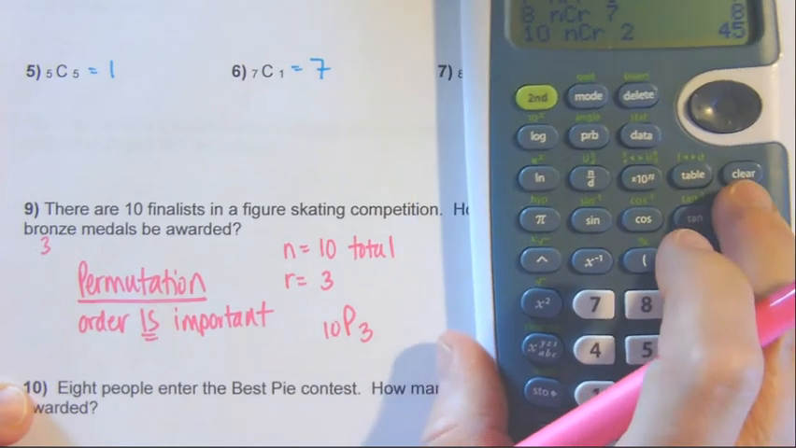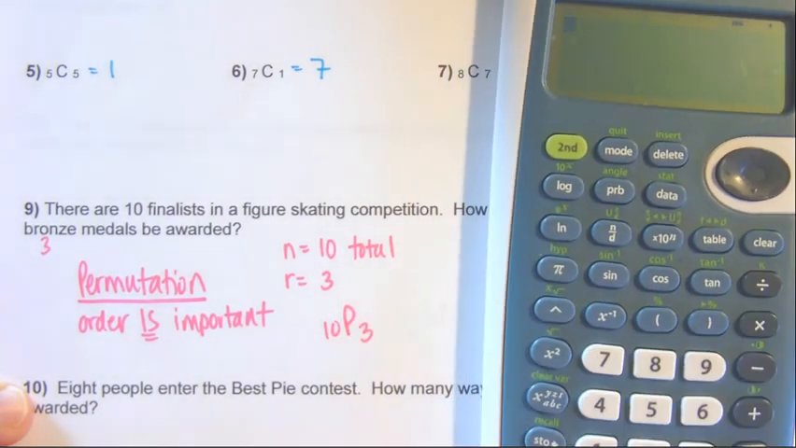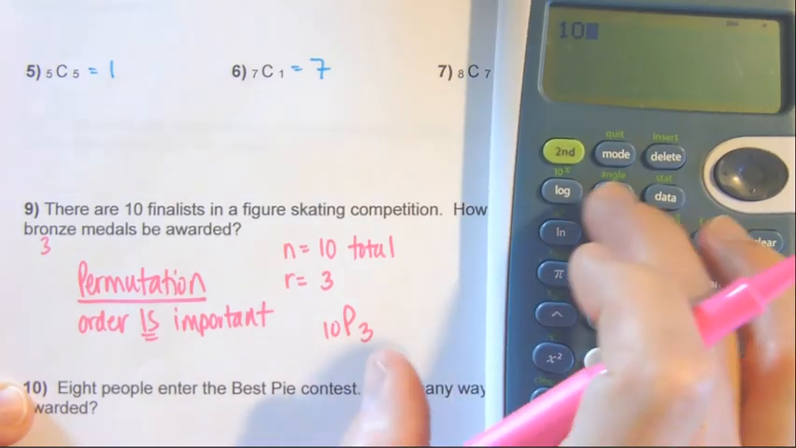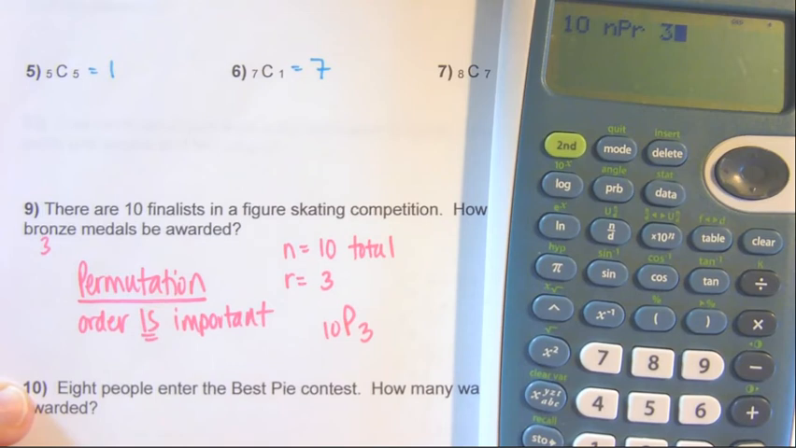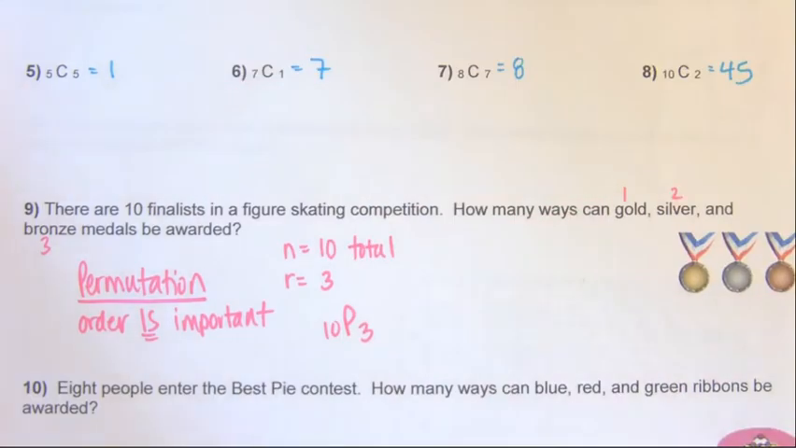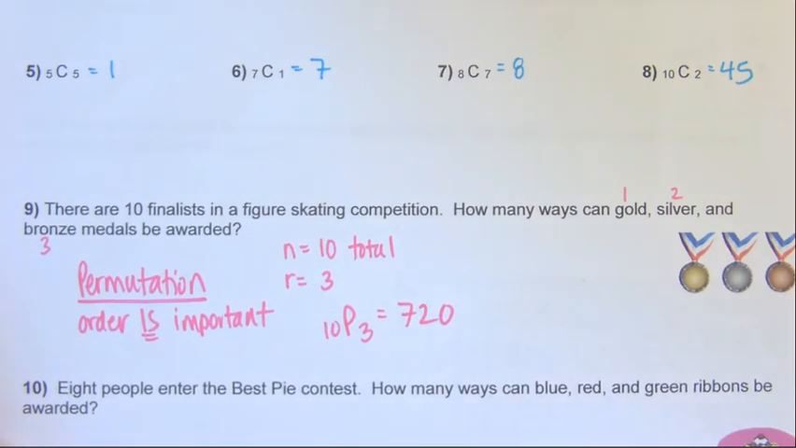Type that in the calculator. I'll go through this one more time how to do that. You type the 10. You hit the PRB button. Make sure it has a P on there, and then hit the 3. So there's 720 different ways that you could get a first, second, third.